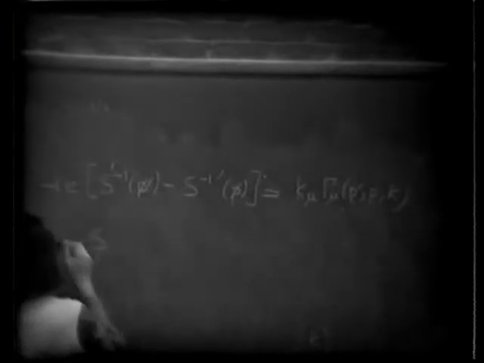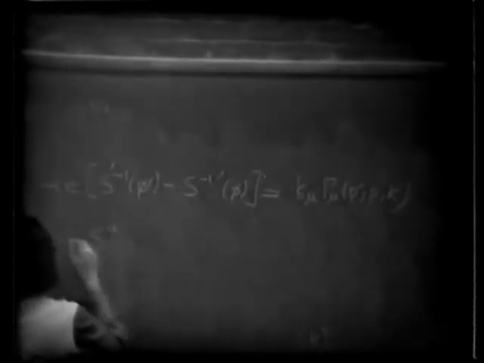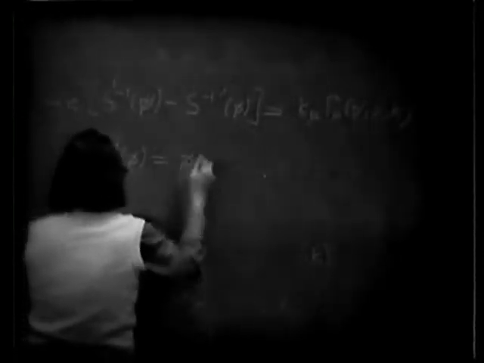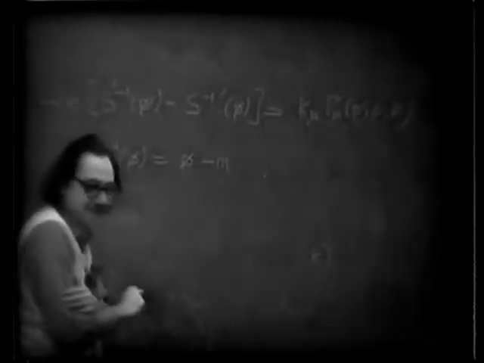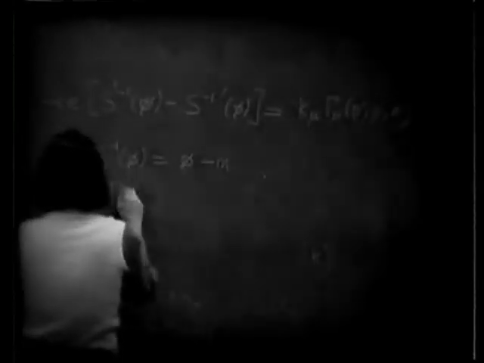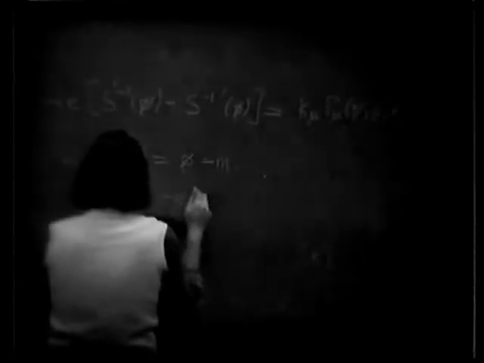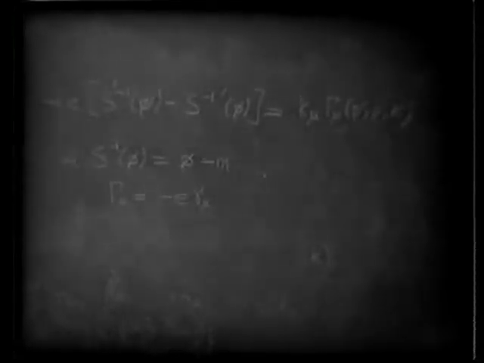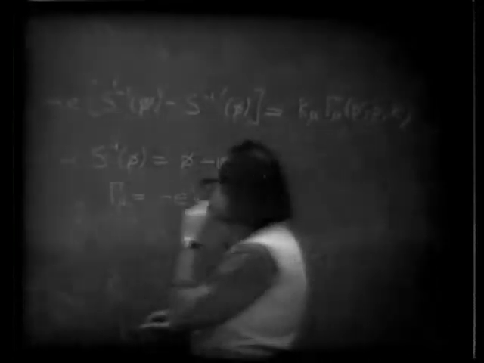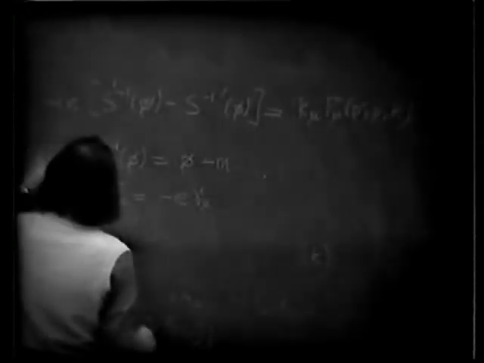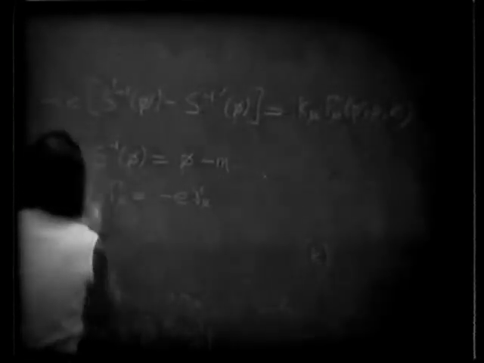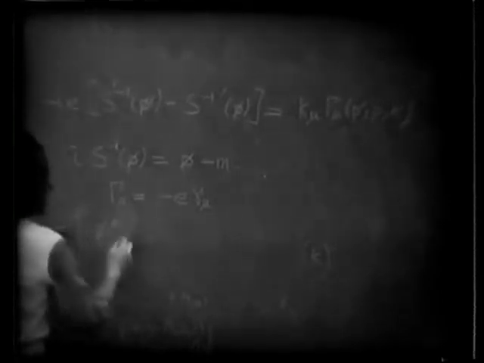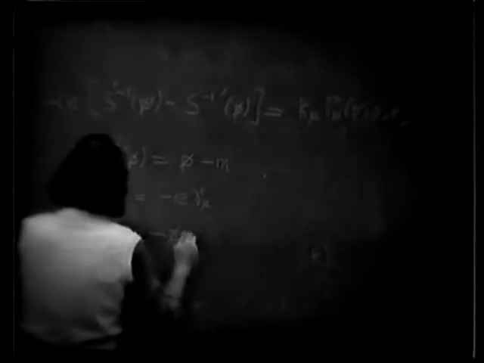Let's see. S inverse of P prime slash minus S inverse of P slash equals P prime slash minus M minus P slash plus M. Gamma mu equals minus E gamma mu to lowest order. That's minus E J mu A mu in our Lagrangian. Therefore, to check that I've got the right sign, I put in minus E, P prime slash minus M minus P slash plus M.